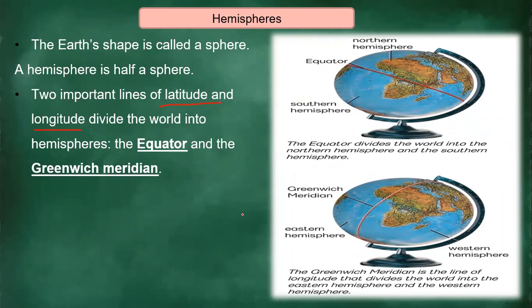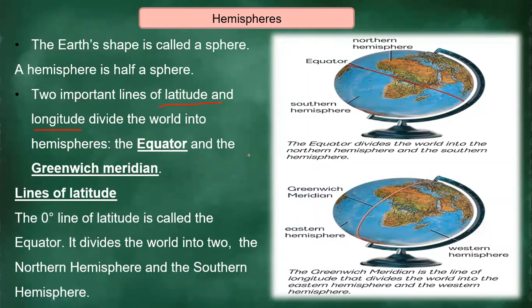All right, so let's see more about them. Lines of latitude. The 0 degrees line of latitude is called the equator. So when we are looking at the globe like this, the equatorial line is always measured 0 degrees. You should know that. It might come on the test and I'll ask you what the degree of the equatorial line is. You can simply say it is measured 0 degrees. I've given you the answer already.